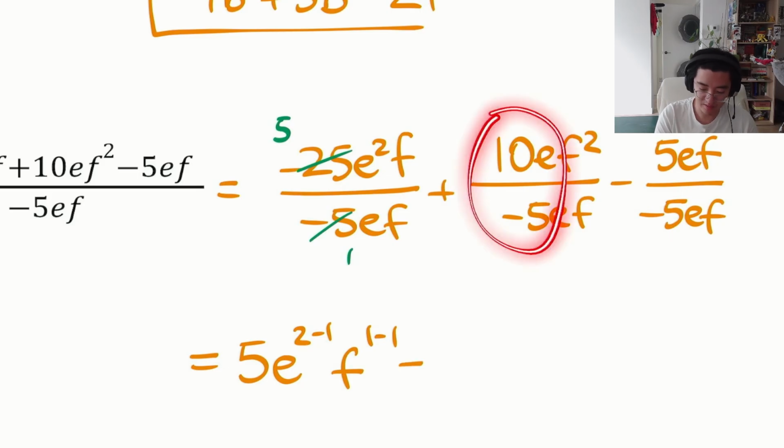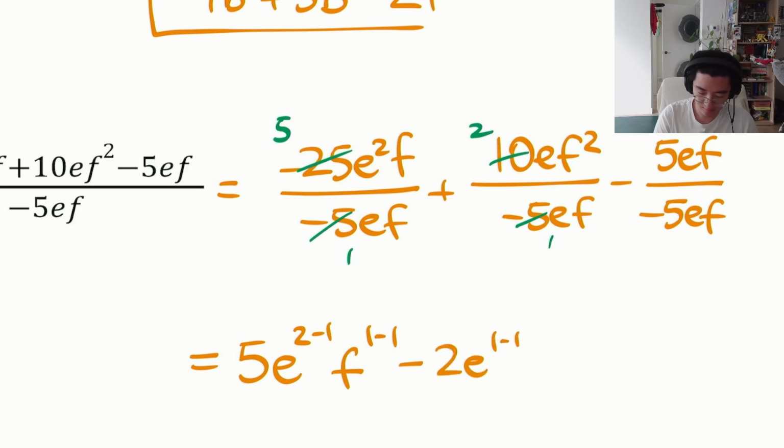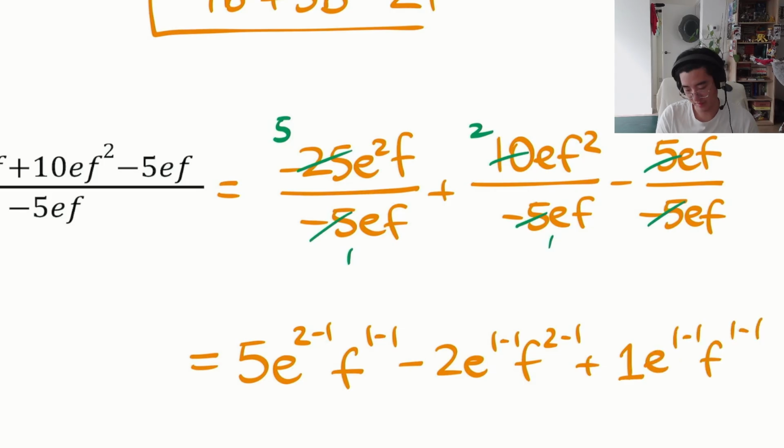Next is 10 divided by negative 5. So, of course, it's negative 2. e is 1 minus 1, f is 2 minus 1. Last step, minus 5 divided by negative 5 is just 1. Right? Those cancel out. But remember, the negative signs don't cancel out, so it's just 1. And then e to the power of 1 minus 1, f to the power of 1 minus 1.